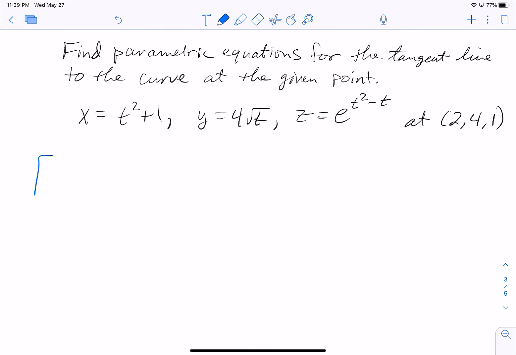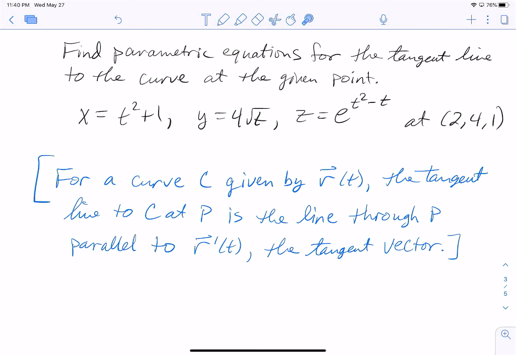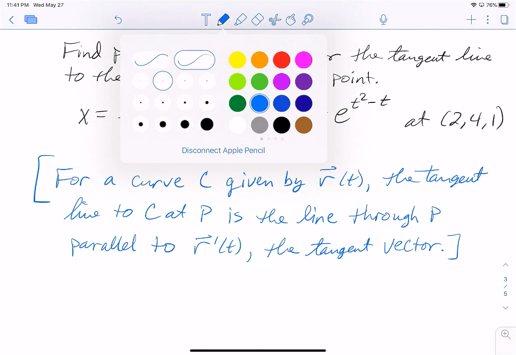Before we do our work, let's talk a little bit about what a tangent line is in this context. For a curve C, given by r of t, the tangent line to C at a point P is the line through P that is parallel to the tangent vector. Remember that the things that we need in order to come up with the equation of a line are a point and a direction. The point is given by 2, 4, 1. The direction is going to be given by r prime of t.